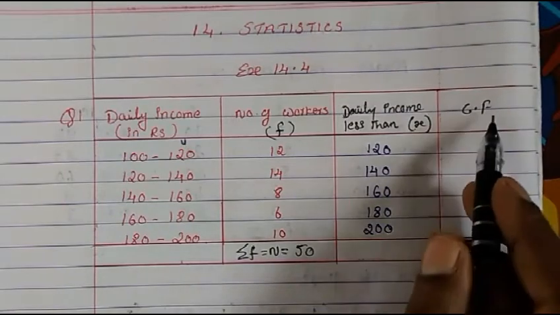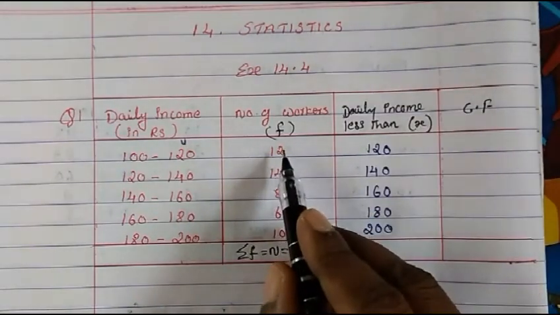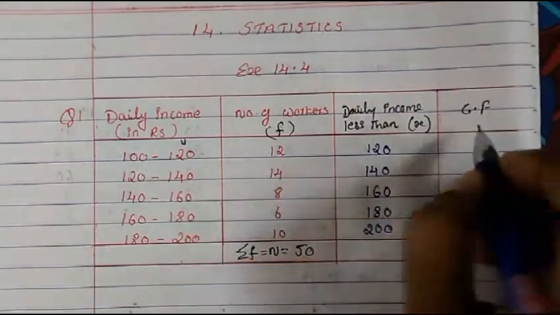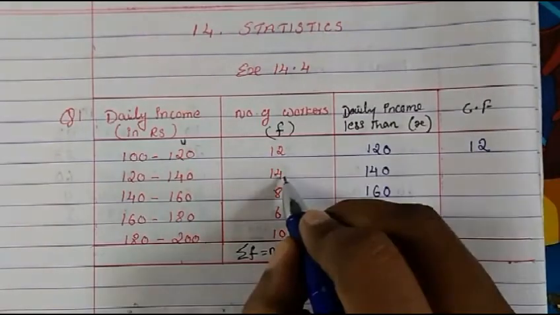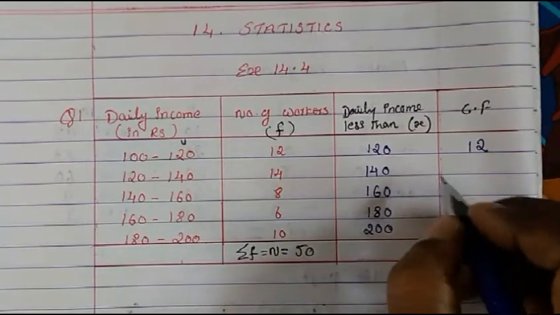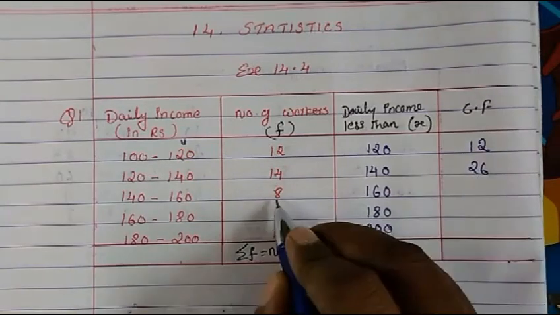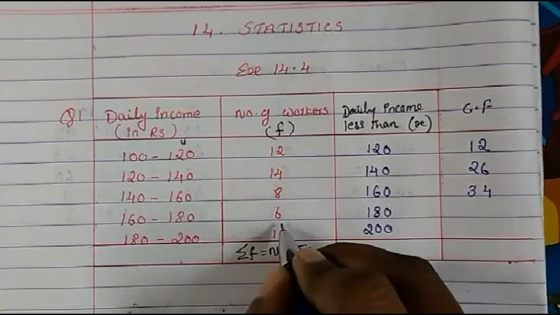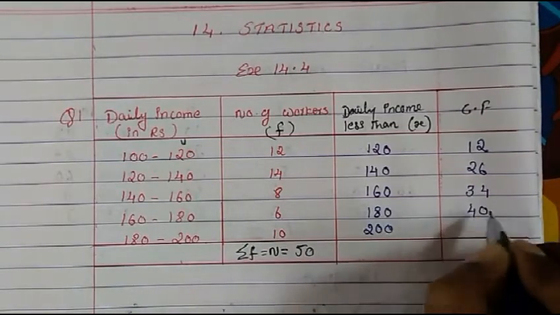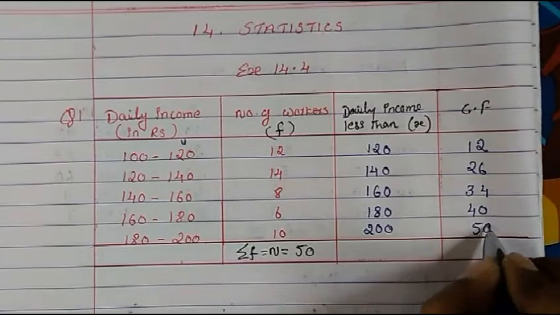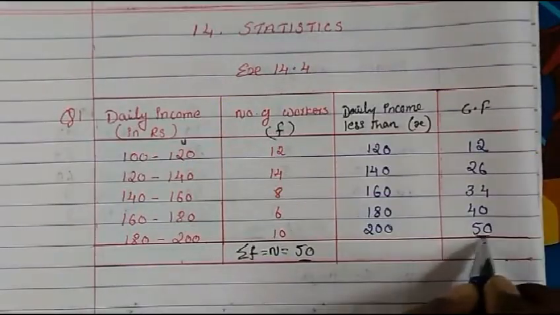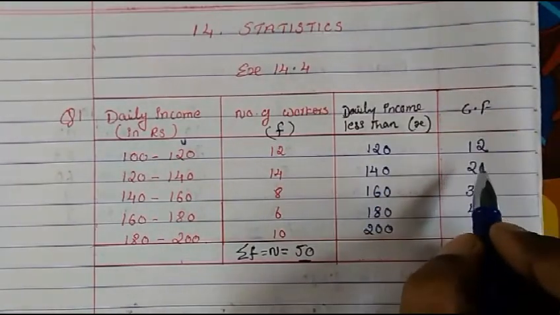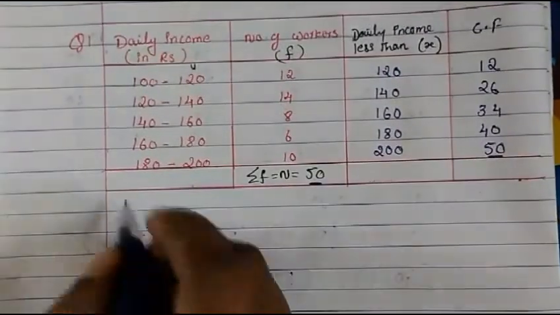So cumulative frequency, how do we prepare? From the frequency we have to just go on adding the next value. So first it is 12 here. Now with 12 you add 14, you'll get 26. With 26 you add 8, you'll get 34. With 34 you add 6, get 40. With 40 you add 10, you'll get 50. So this value should be the same. So that's it. Now this has become your X, and CF will become your Y. So now you have to plot the graph.